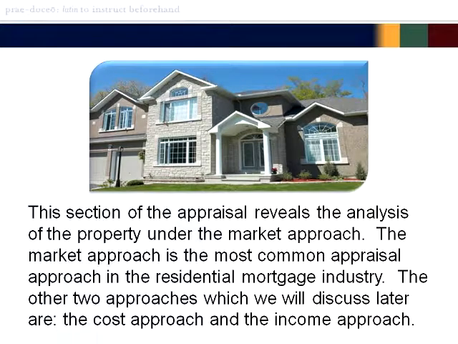This section of the appraisal reveals the analysis of the property under the market approach. The market approach is the most common appraisal approach in the residential mortgage industry. The other two approaches, which we will discuss later, are the cost approach and the income approach.